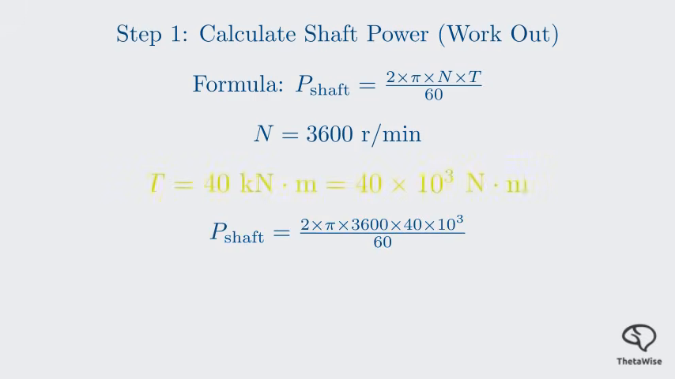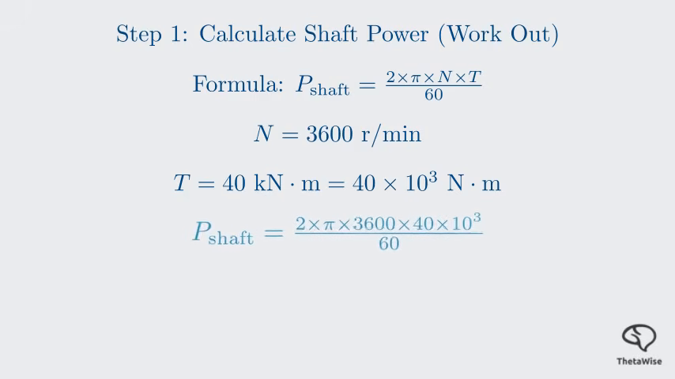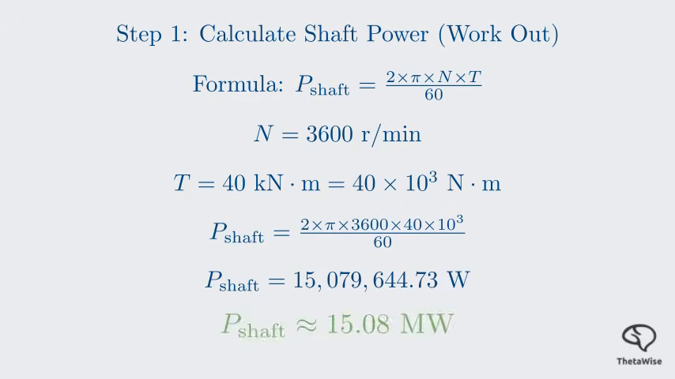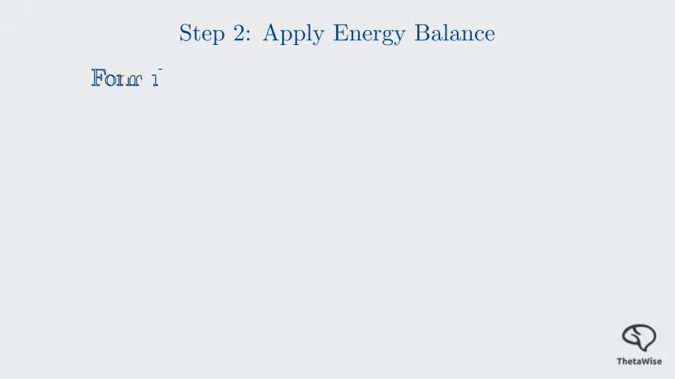The conversion of 40 kNm to 40 times 10 cubed newton meters is made for consistency with the formula. Calculating this gives us the shaft power. The result is 15.08 megawatts. This is the rate at which the turbine is doing work on the generator. Now we have all the pieces to apply our energy balance equation. The formula, as stated in the notes, is total power in equals shaft power out plus heat loss plus power in exhaust steam.